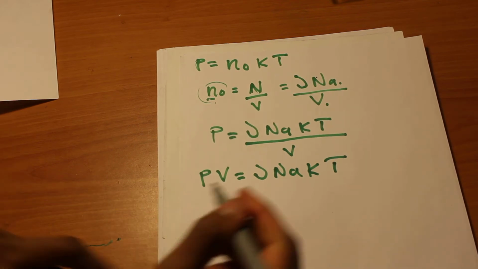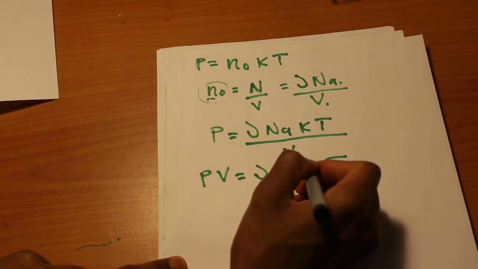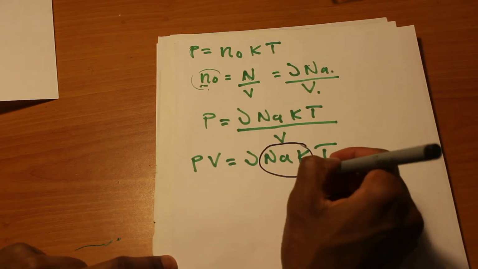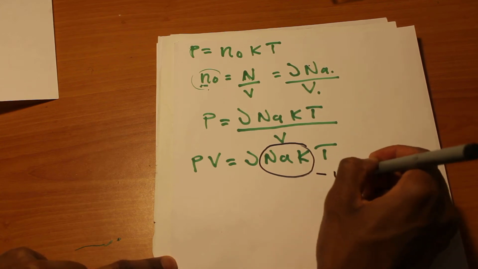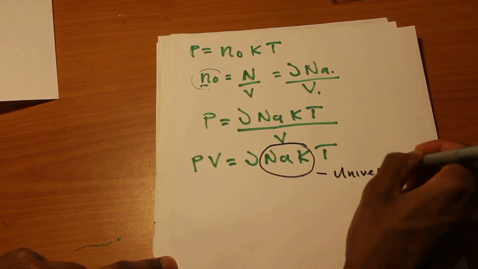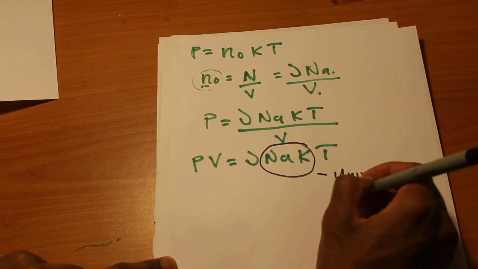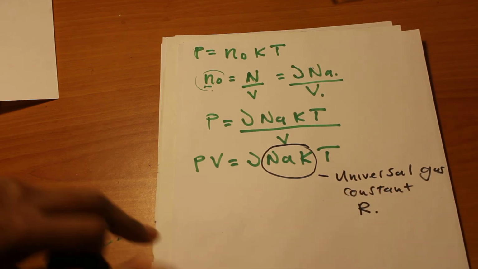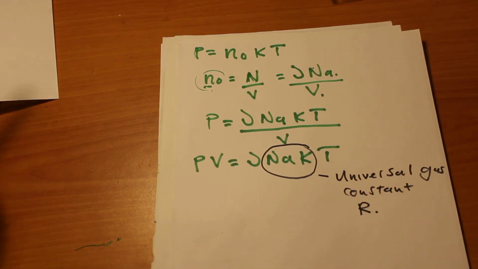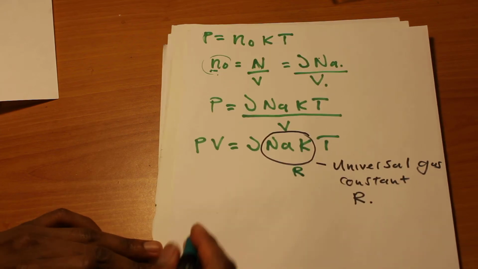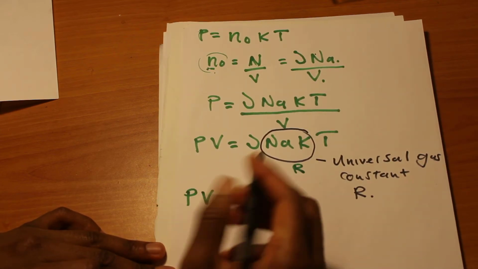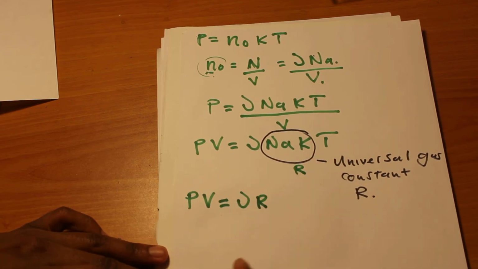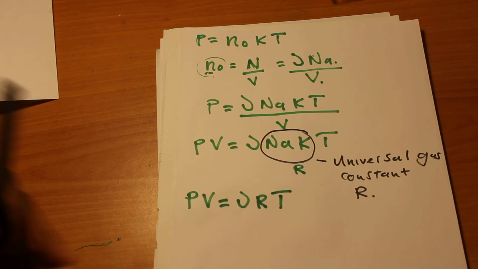This relationship that we obtain here, where we're having the Avogadro's constant multiplied by the Boltzmann constant, gives us what we are calling the universal gas constant, which is represented by the letter R. So we can now replace this, this is giving us R. We can now finally say pressure multiplied by the volume is equal to the number of moles multiplied by the universal gas constant times the temperature.